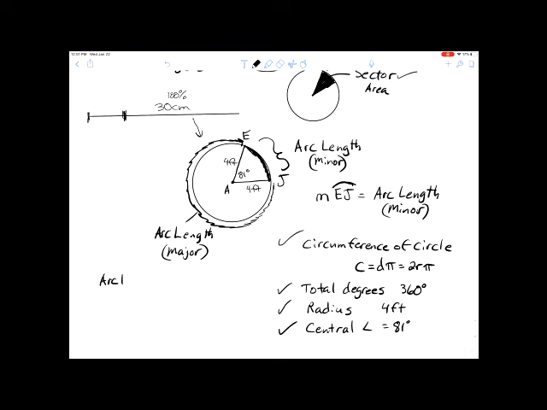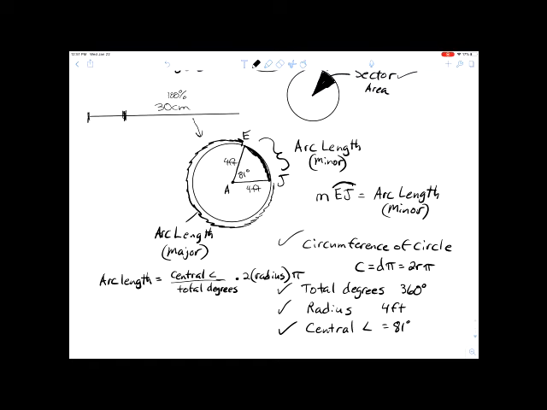Arc length is equal to the central angle divided by the total degrees, times twice the radius times pi.